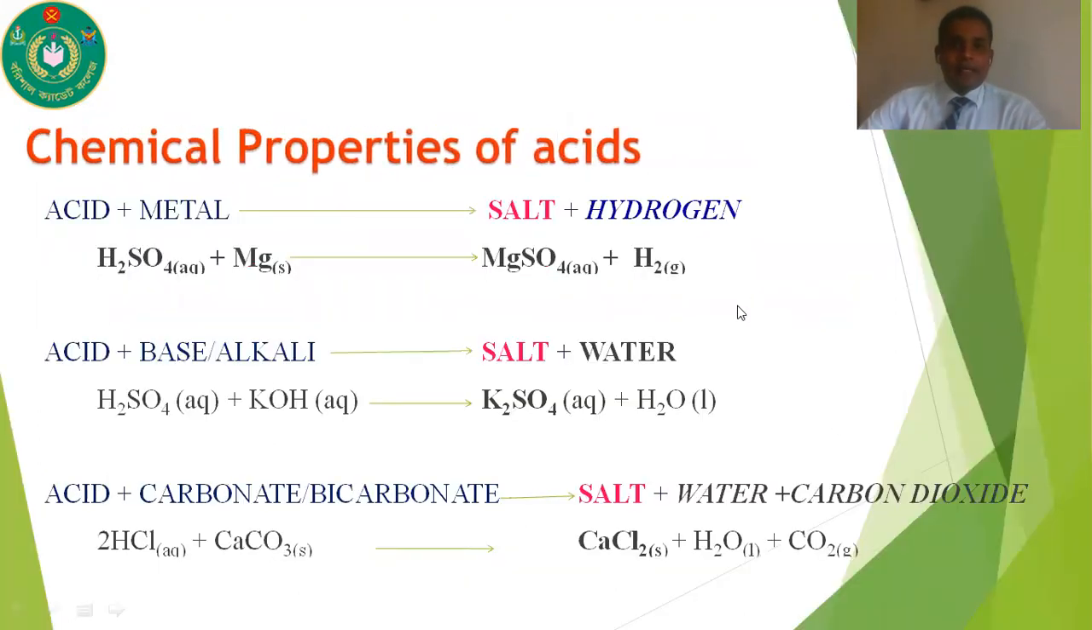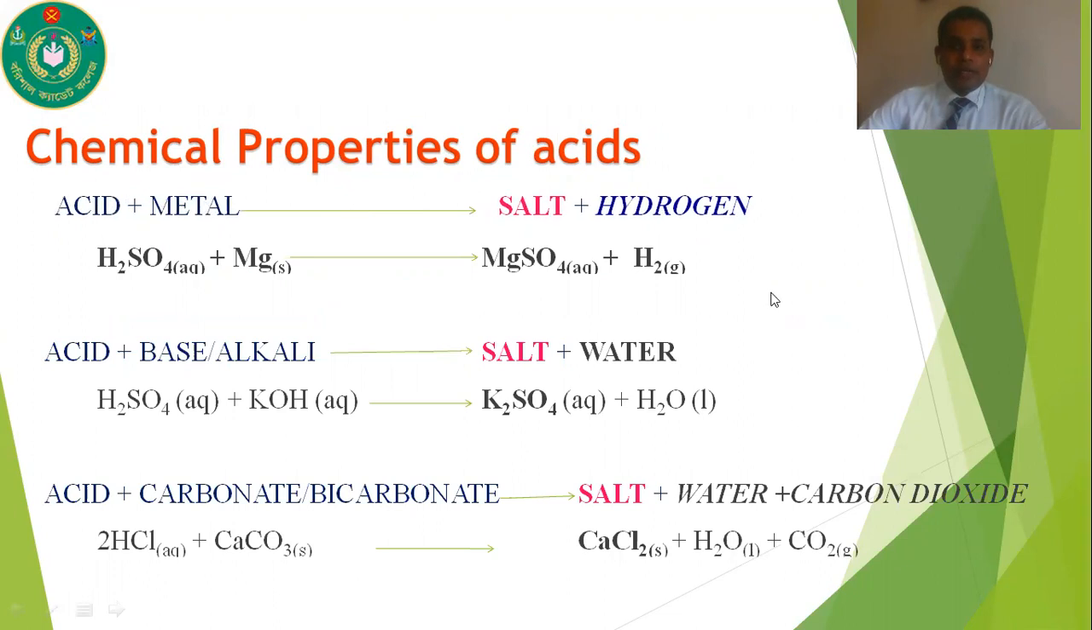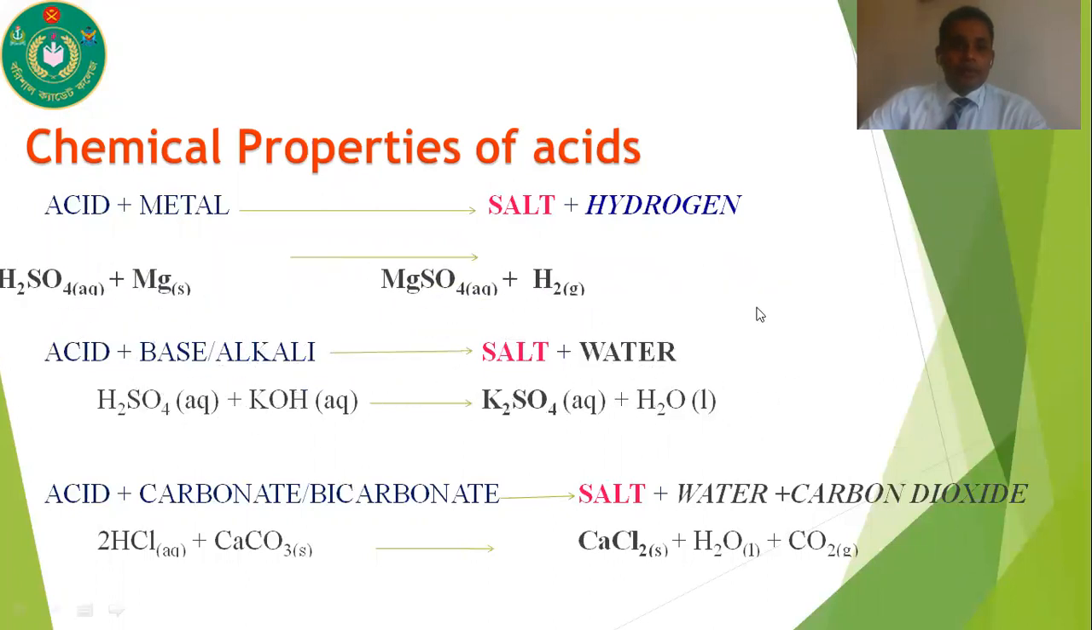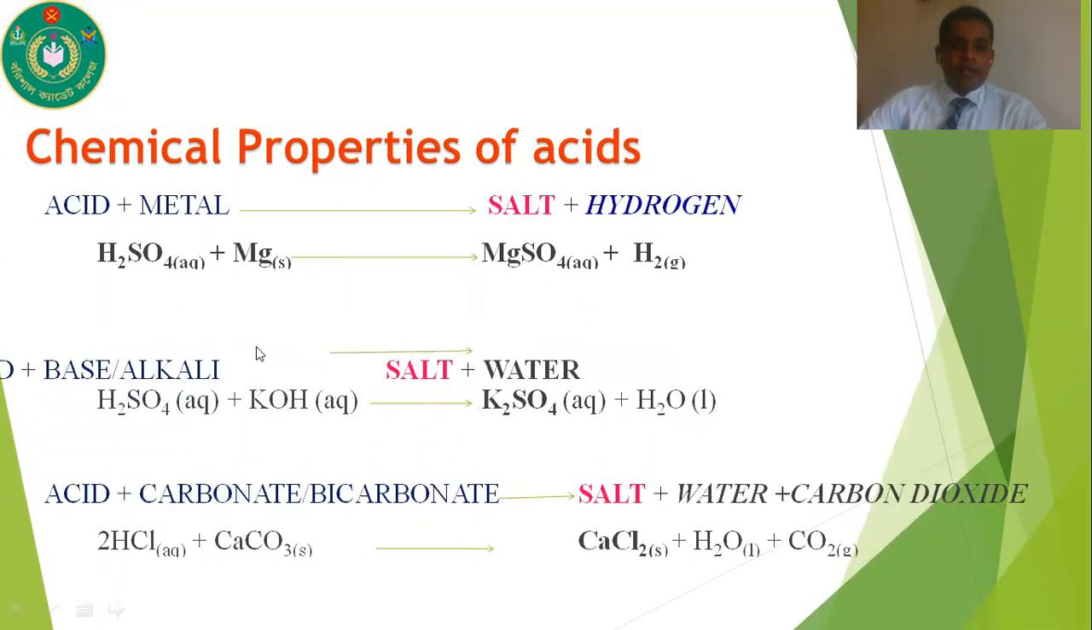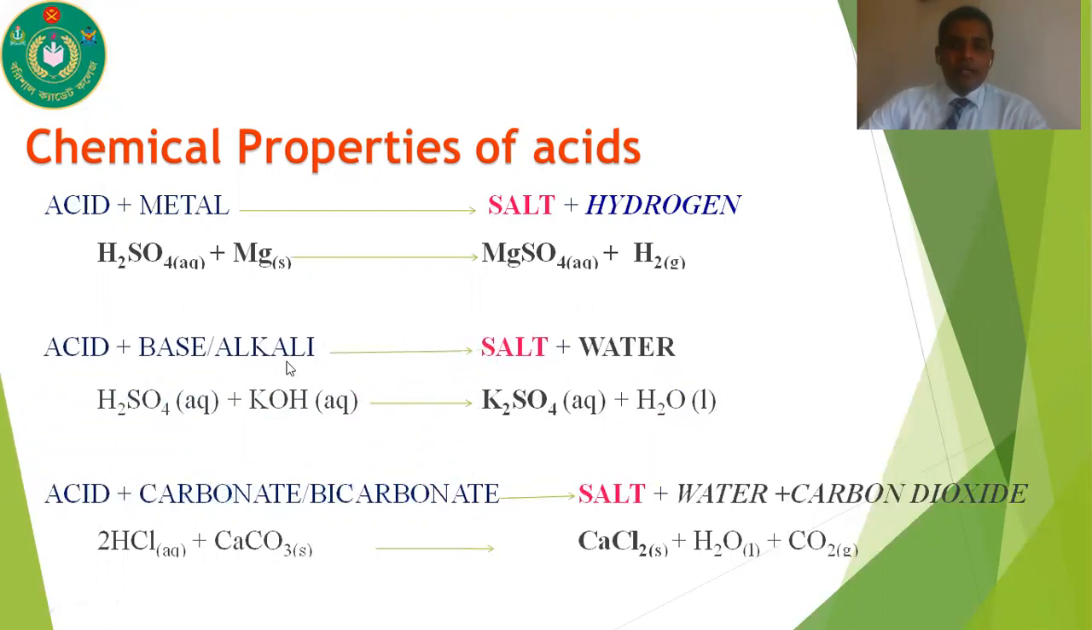So if I summarize the chemical properties of acids, acid reacts with metal and it forms salt and hydrogen gas. For example, when sulfuric acid reacts with metal, it gives salt and hydrogen gas. When acid reacts with base or alkali, it produces salt and water. This is a neutralization reaction. I say again, this is a neutralization reaction.